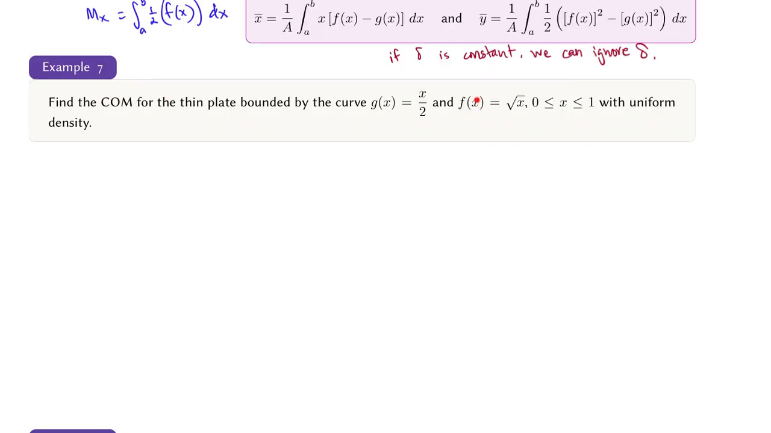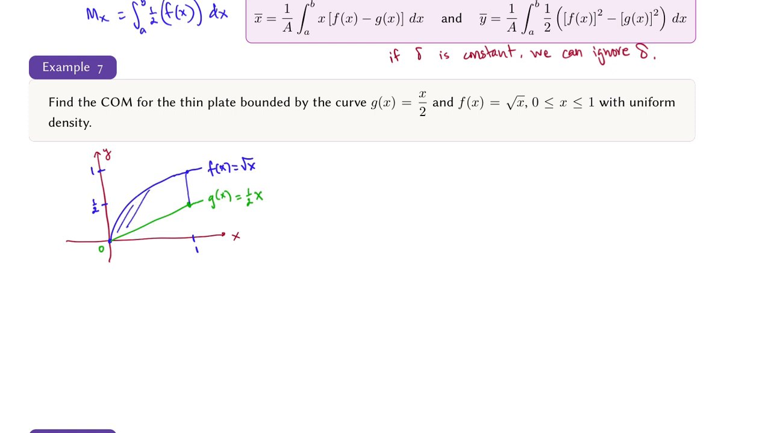For example, find the center of mass of a thin plate bounded by x over 2 and the square root of x from 0 to 1 with uniform density. And so we're going to ignore delta. First, we sketch the graph. f of x, when x equals 1, y equals 1. And g of 0 equals 0, g of 1 equals 1/2. It is bounded from 0 to 1, so we only look at the thin plate in the shaded region. Again, the density is uniform, so we're going to ignore delta.